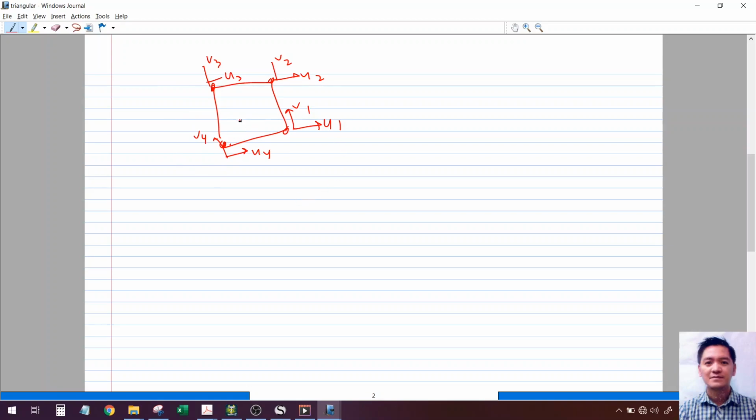Now, using our element, pwede mong hatiin to, no? So, element 1, element 2. So, i-mesh mo siya. And this is normally used in plane stress or strain problem.